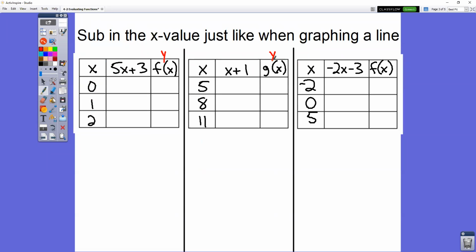Instead of having f of x, you had a y column. Or instead of having g of x, you had a y column. Remember that f of x or g of x is just the same exact thing as y. So you're going to do these just like you did in the previous chapter.